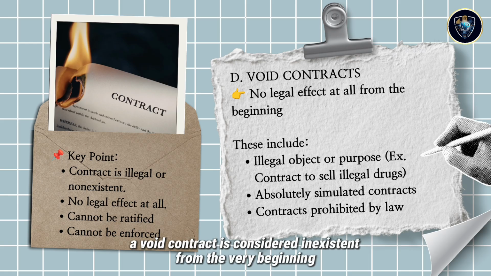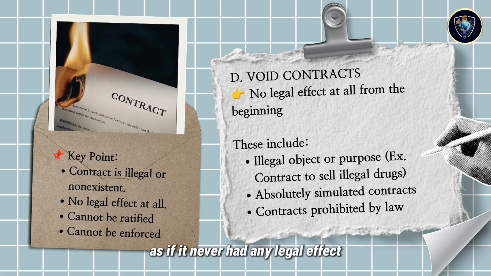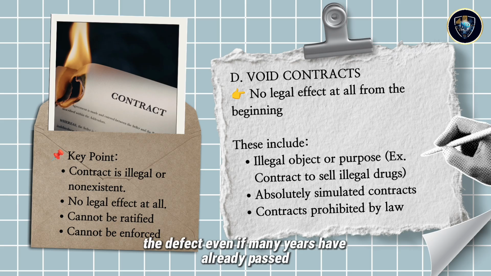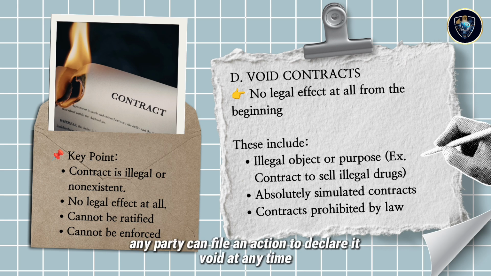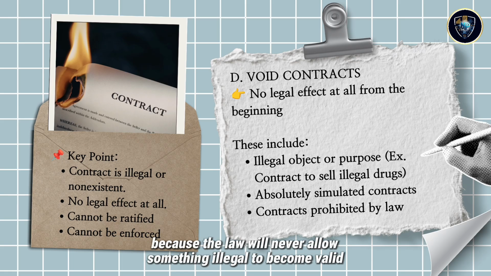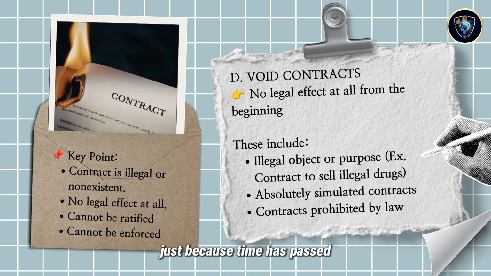A void contract is considered inexistent from the very beginning, as if it never had any legal effect. Because of this, the law does not allow the passage of time to validate or cure the defect. Even if many years have already passed, the contract can still be challenged in court. For example, if a contract involves an illegal object, any party can file an action to declare it void at any time, whether after 5, 10, or even 50 years. Because the law will never allow something illegal to become valid just because time has passed.